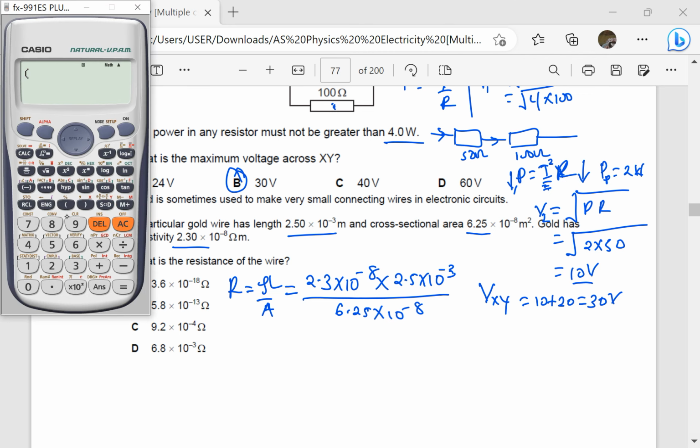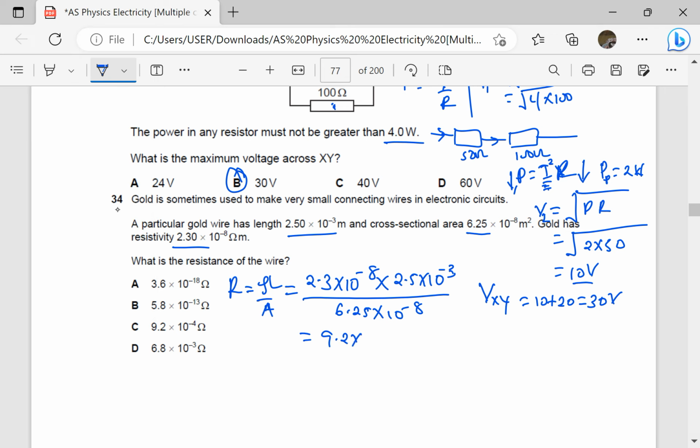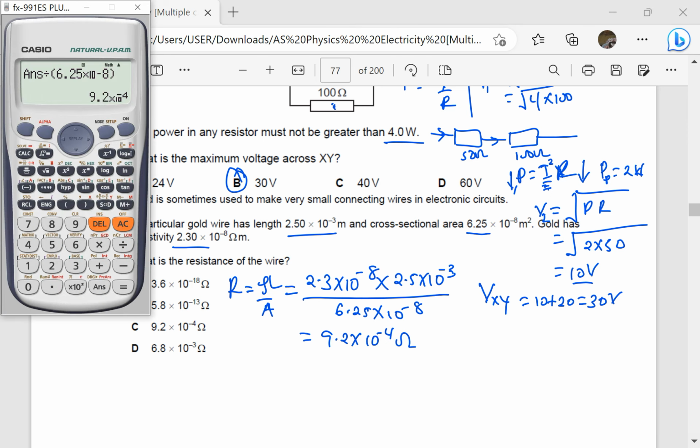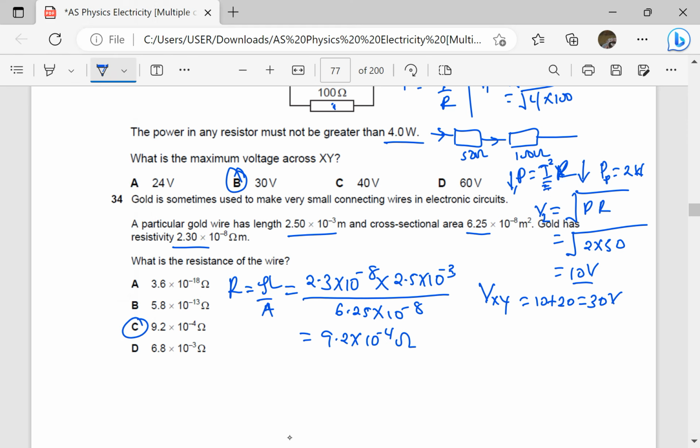So we have this as 2.3 exponent negative 8 times 2.5 exponent negative 3 divided by 6.25 exponent negative 8. So that is giving us 9.2 × 10^-4 ohms. Okay, so the answer is going to be C.